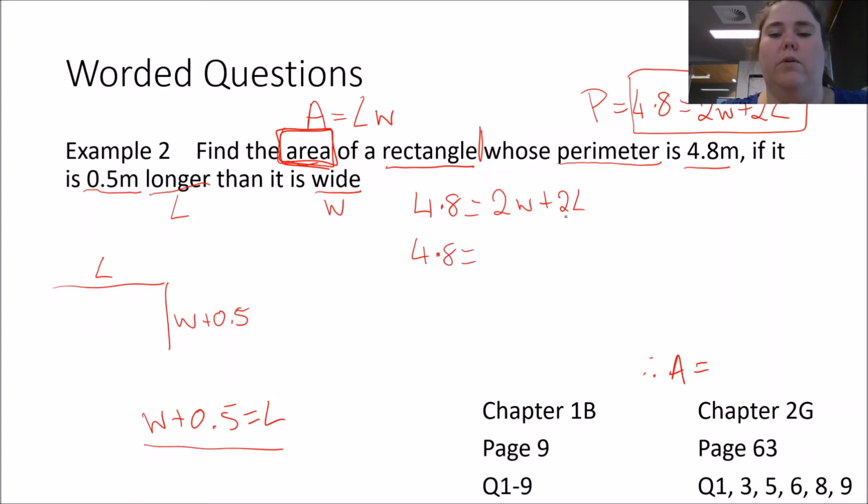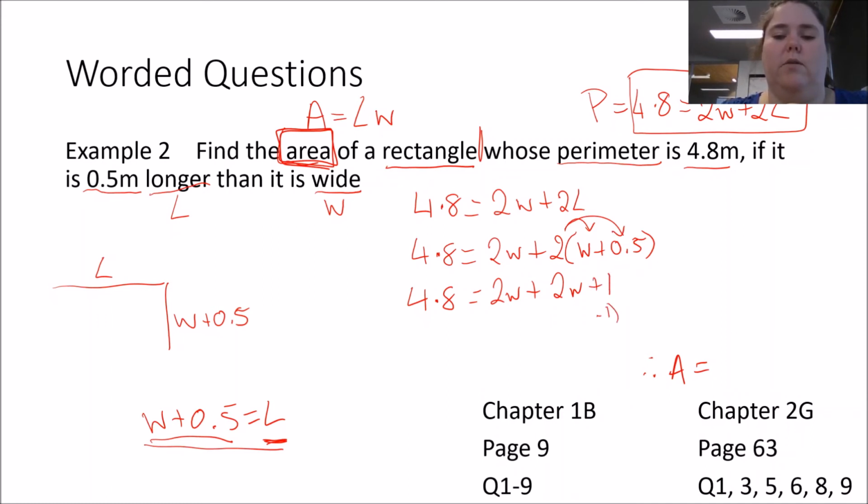But we only want to have one unknown in there. I know length is 0.5 plus width, so I'm going to write that in there instead of my length. This is technically a simultaneous equation, but we're not going to talk about that. So 4.8 equals 2 width plus, we expand our brackets, 2 width. 2 times a half is 1. We're going to simplify this, and I'm going to take 1 to the other side while I'm doing it. So 3.8 equals 4 width.